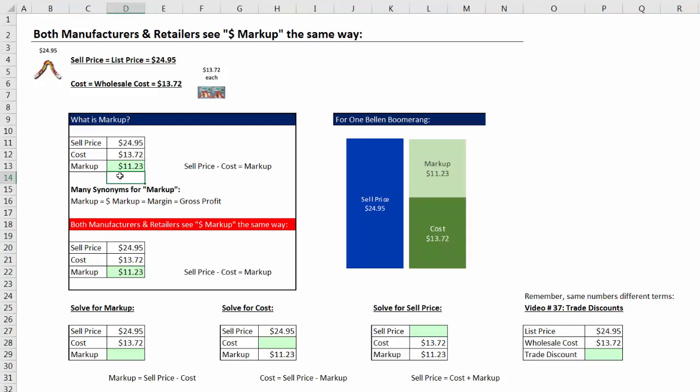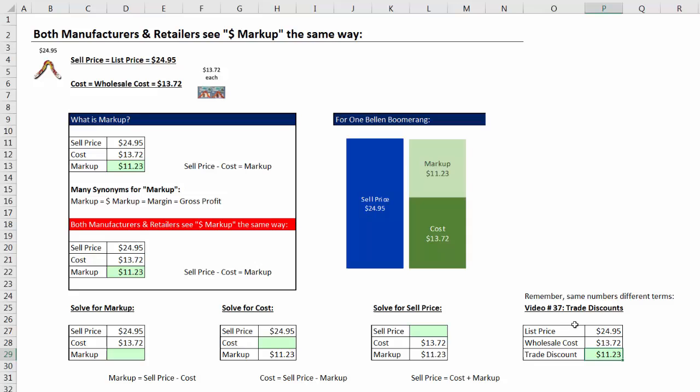Now, there are many synonyms for markup. It could be markup, dollar markup, margin, or gross profit. Not only that, but remember, we used these same exact numbers in video 27 for trade discounts. List price, wholesale cost, we simply subtracted them, exactly the same calculation we just did for markup, but there we called it the trade discount. In the context of an invoice and a wholesale catalog, that's the term you use.